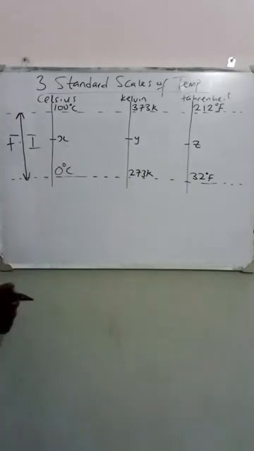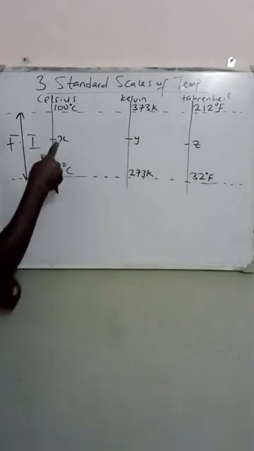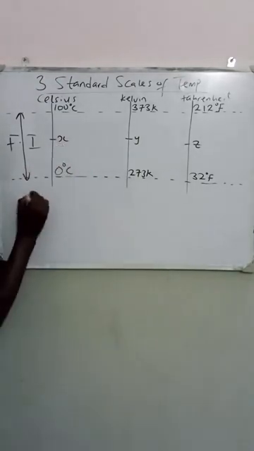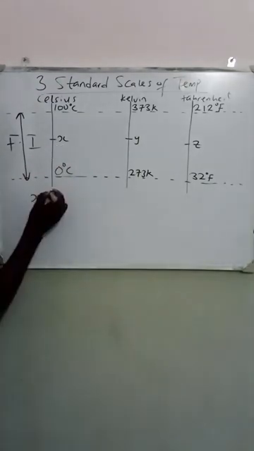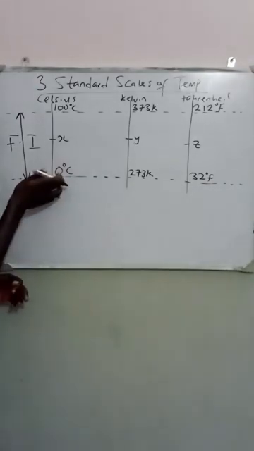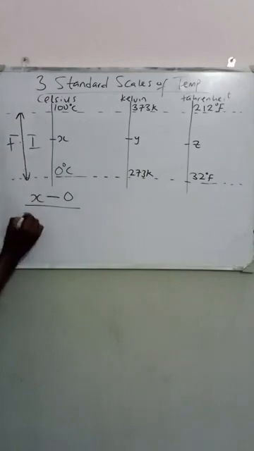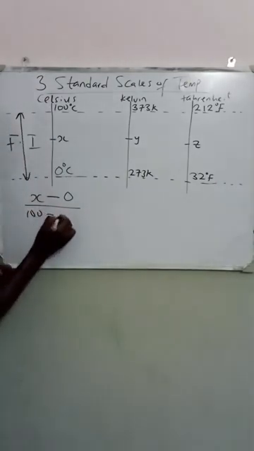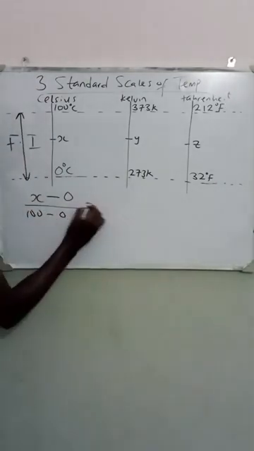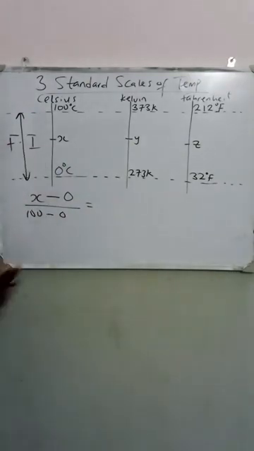Let's start with the Celsius scale. For the Celsius scale, the unknown here is X minus the lower fixed point, which is 0, divided by the upper fixed point, which is 100, minus the lower fixed point, which is 0. Should be equal to, let's go to the Kelvin scale, we do the same thing.